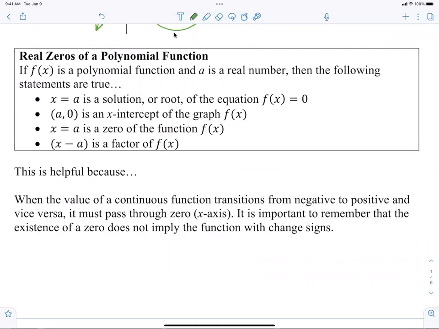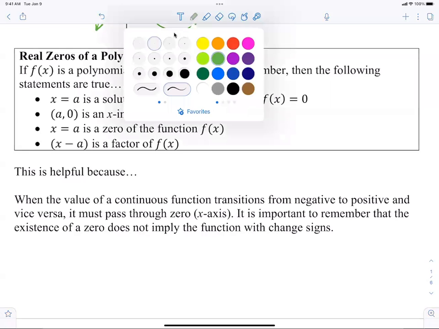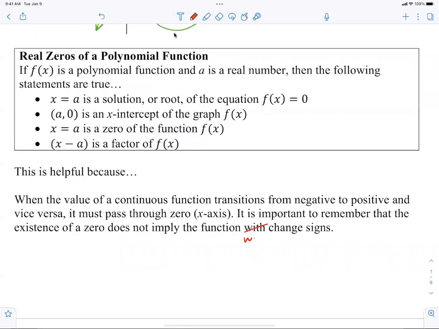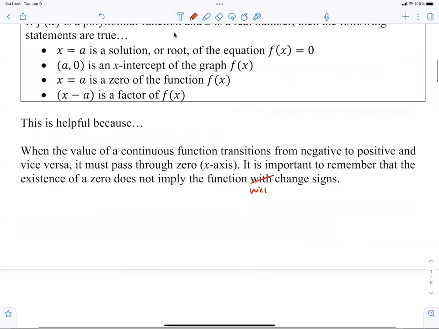When the value of a continuous function transitions from negative to positive and vice versa, it must pass through 0, meaning it must pass through the x-axis. So if the function is changing from positive to negative or negative to positive, it would have to pass through the x-axis. It's important to remember that the existence of a 0 does not imply the function will change signs. That's a typo. That should say will change signs. But if it's going to change signs, it's going to happen at the x-axis.